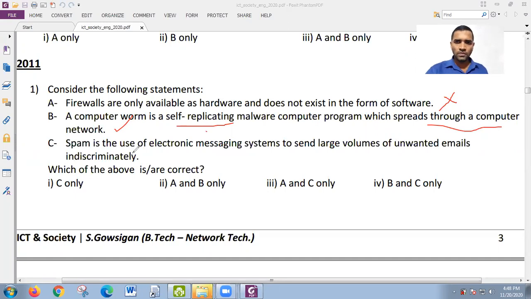C. Spam is the use of electronic messaging systems to send large volumes of unwanted emails indiscriminately, right? That is correct, because I already told you bulk emails can be spam, right? Emails are sent to users or to customers in large numbers, so they can be taken as bulk emails and considered spam. Okay, so B and C are correct. The first one is not correct. Okay, your answer is last.